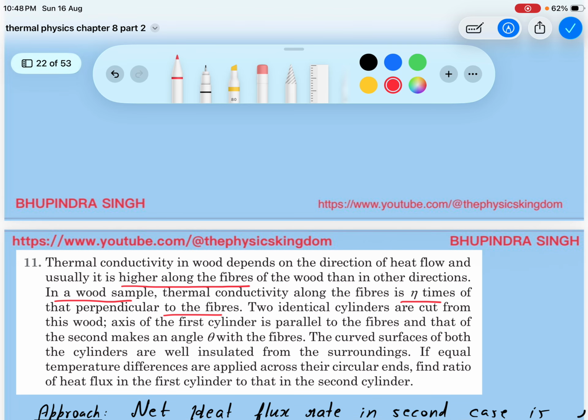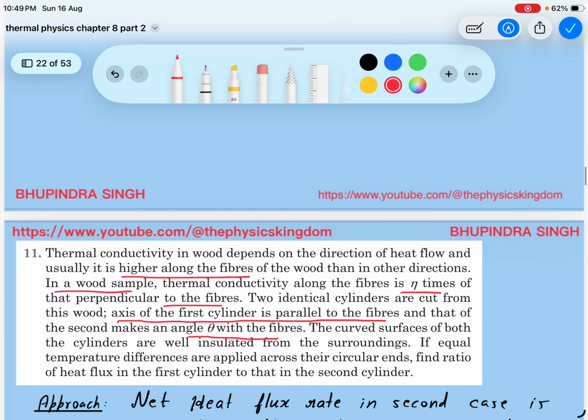Two identical cylinders are cut from this wood. The axis of the first cylinder is parallel to the fibers and that of the second makes an angle theta with the fibers. The curved surfaces of both cylinders are well insulated from the surroundings. If equal temperature differences are applied across their circular ends, find the ratio of heat flux.